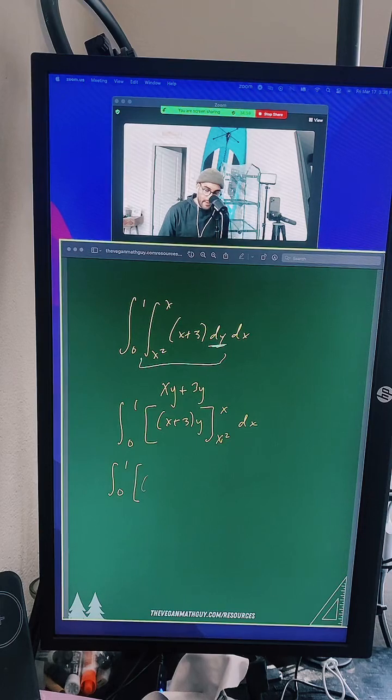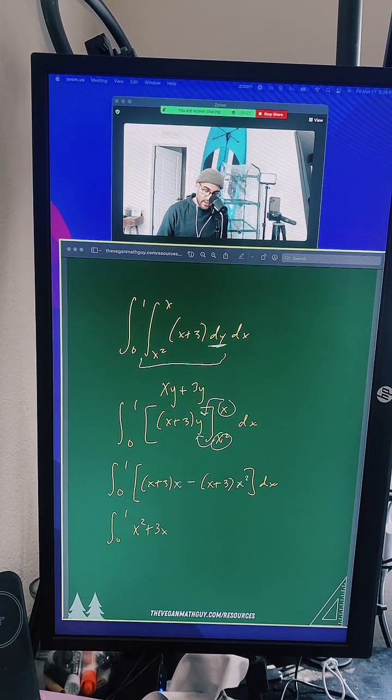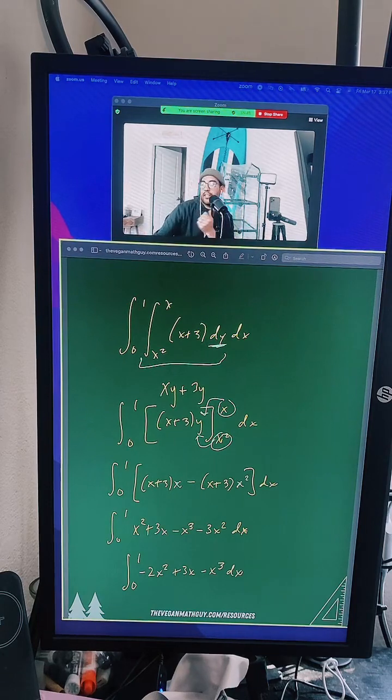Now let's go ahead and do that. For the first one, we get x plus 3, and then I plug in that x, minus x plus 3, and then I'm going to plug in the x squared. Let's simplify this. This becomes x squared plus 3x minus x cubed minus 3x squared dx. Now I can combine the x squared and the minus 3x squared, and I get integral from 0 to 1 of negative 2x squared plus 3x minus x cubed. It's not in standard form, but that's fine.